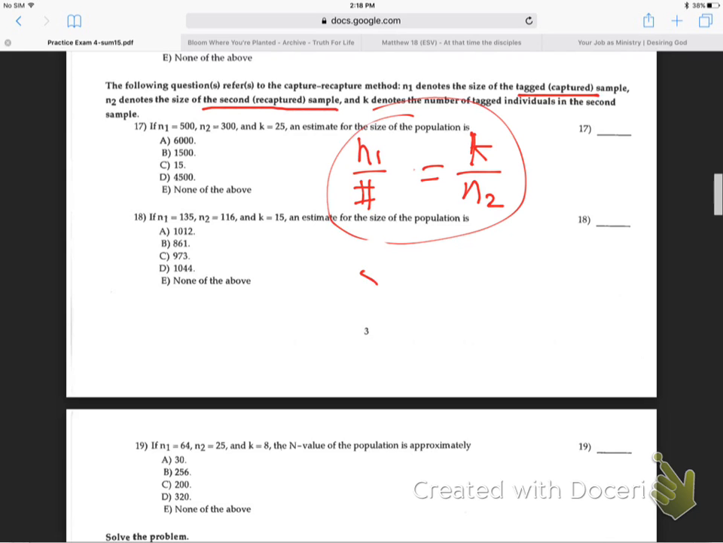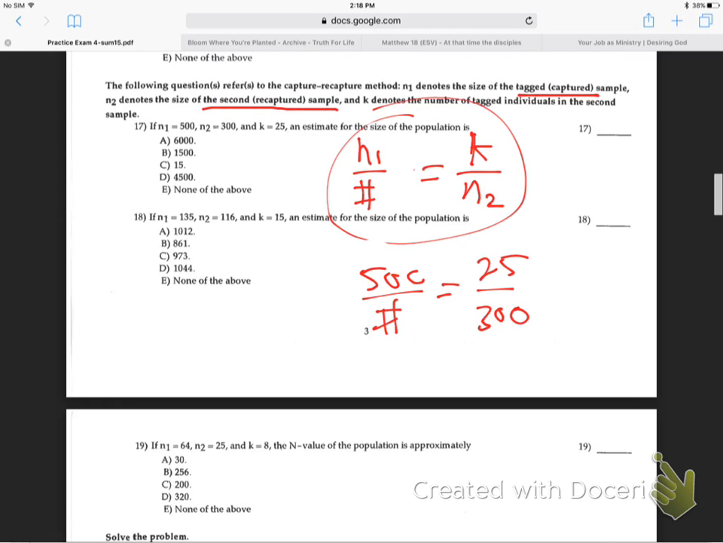So N1 is 500. The number we're looking for is the population. K, they tell me, is 25. N2 is 300. Yeah, that's correct. So write it this way on your 3x5 card. I'm 99% sure I'm not going to give you this. If I do, I'll probably just write the formula on the board. I'll probably just give you real life, captured, recaptured. Anyway, there's the formula.